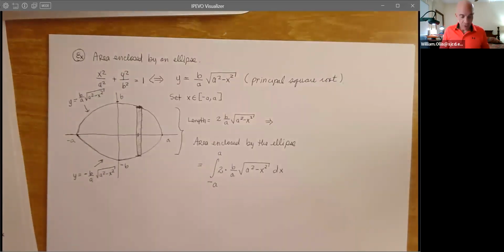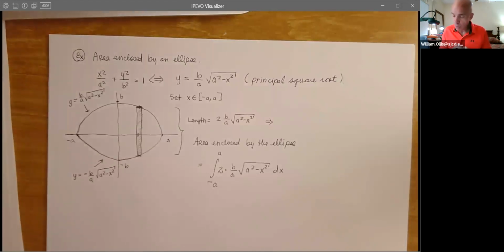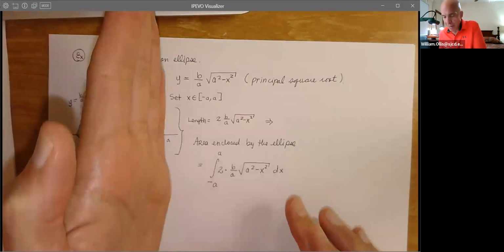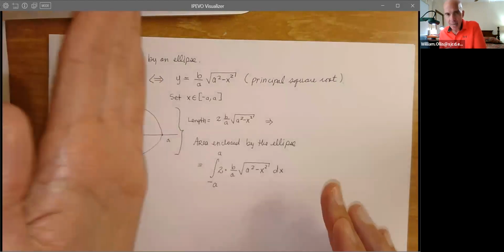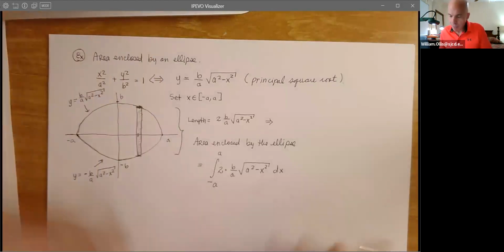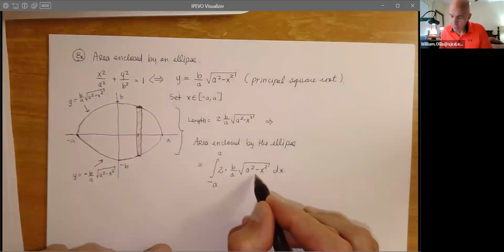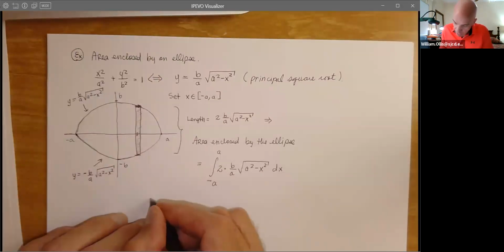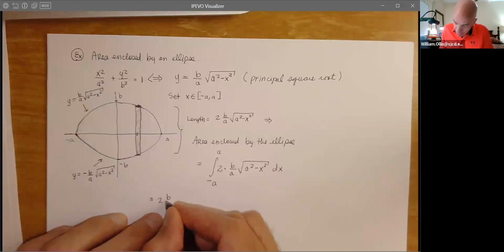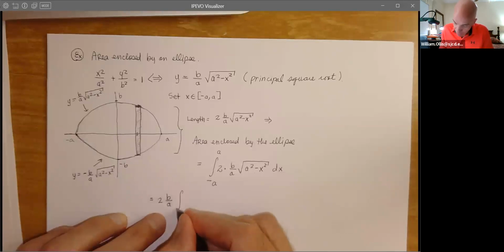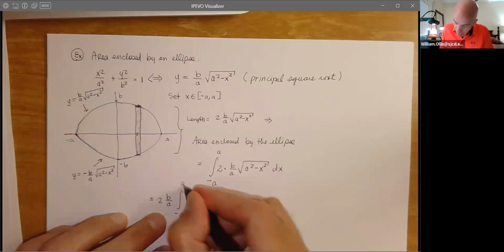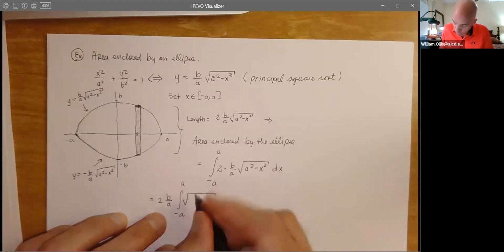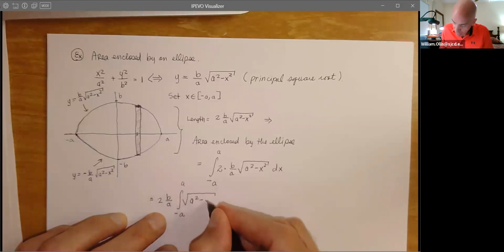Now, this is where we want to look at this and be careful about the way we've set this up. Notice as we pan across here that we get a very nice geometric setup, which we're going to see from this integrand here. So this gives us 2b over a, the integral from negative a to a of what looks like a special integral, the square root of a squared minus x squared dx.